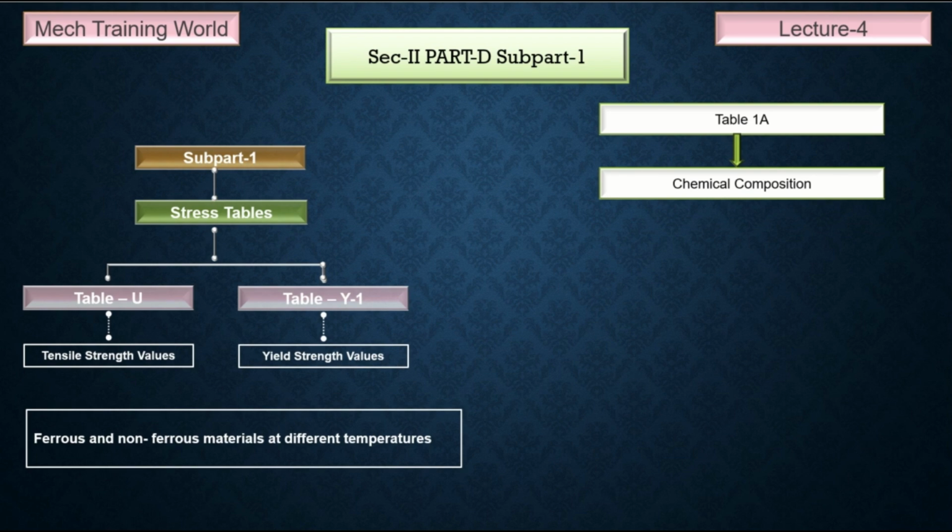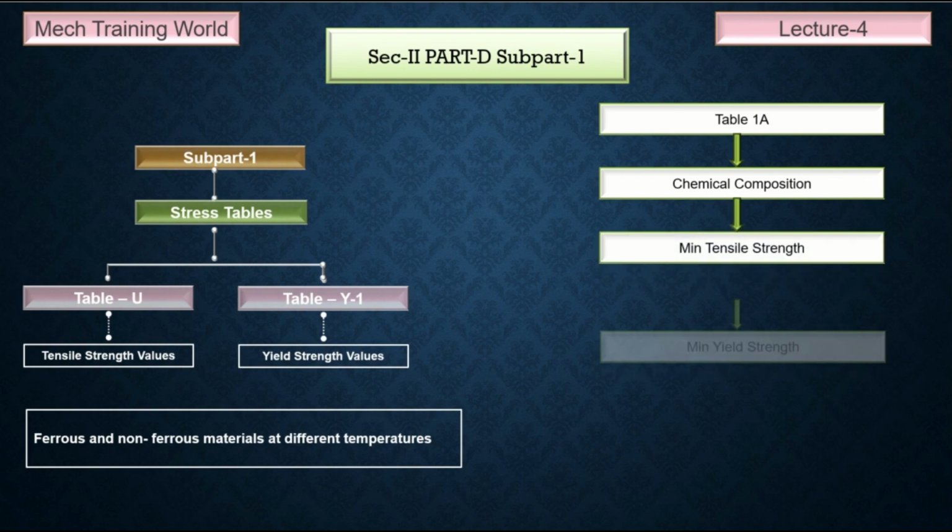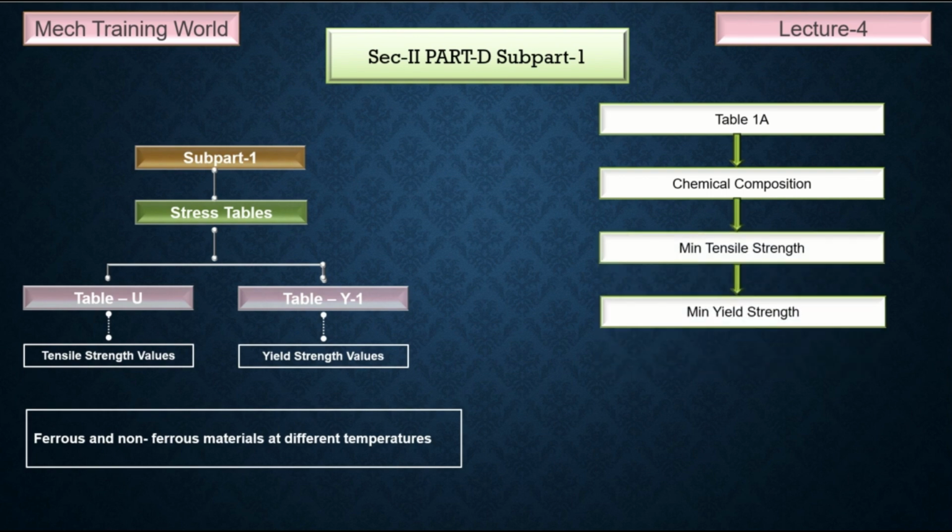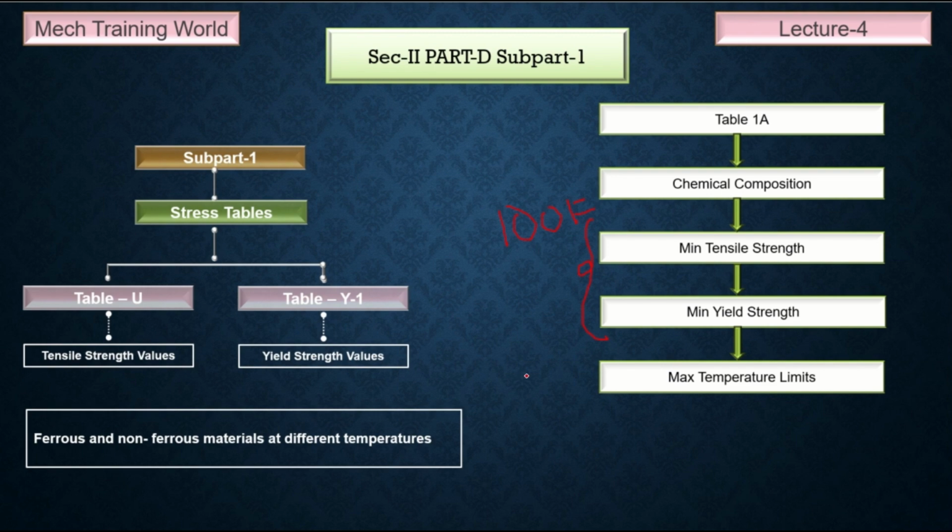So chemical composition means how much carbon percentage, all that stuff you will not find in this. You will find only what type of material, either carbon steel or nickel alloys. So that you will find in this chemical composition. Okay. And next one, minimum tensile and minimum yield strength values. So this minimum tensile and minimum yield strength values at 100 degrees Fahrenheit you will find in this table for different materials, and you will find maximum temperature limits for section 1. What is the maximum temperature limit for this table, and section 8 division 1, what is the temperature limit for this table? So all that stuff you will find in table 1A.